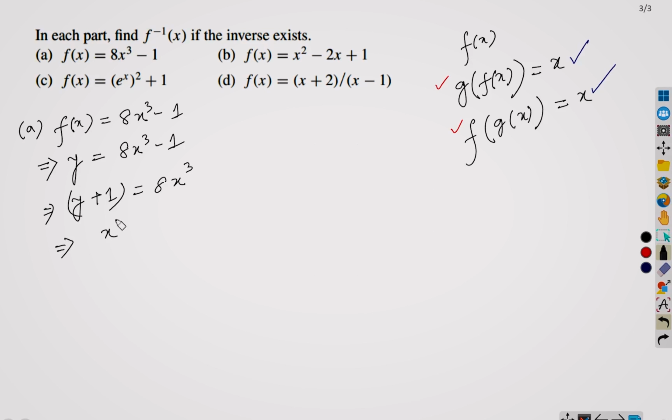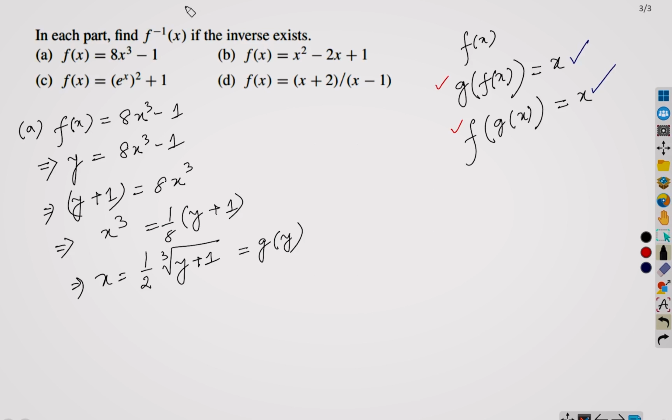Simplifying, we obtain this. So now we take the cube root. Observe that everything has transformed into a function of y. So we can say, let's call this g(y). So the inverse of f, which is denoted by this symbol, is this. We can say that f inverse of x equals the cube root of half of x plus 1. Okay, this is the inverse of this function.